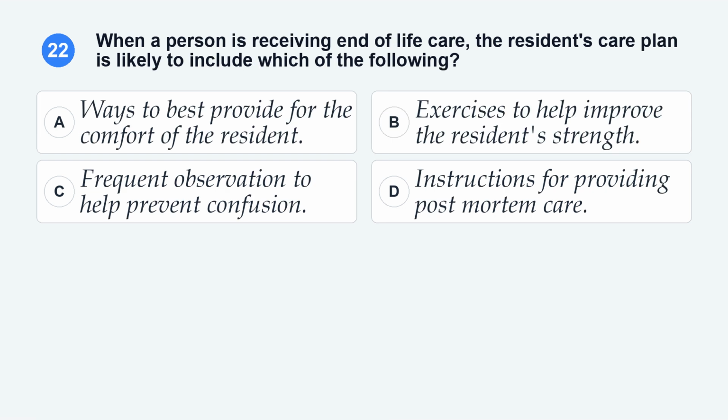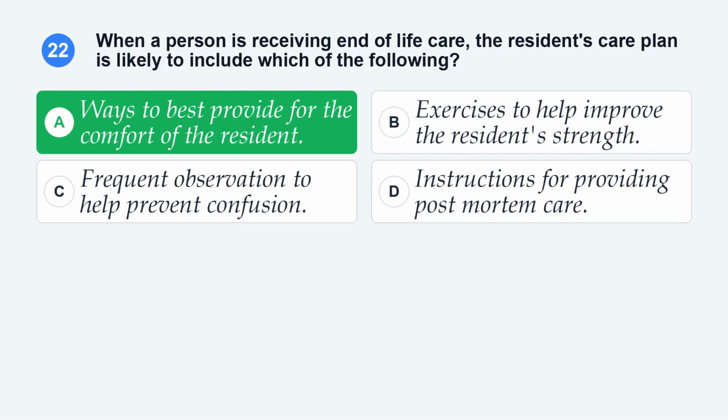Question 22. When a person is receiving end-of-life care, the resident's care plan is likely to include which of the following? Option A. Ways to best provide for the comfort of the resident. Option B. Exercises to help improve the resident's strength. Option C. Frequent observation to help prevent confusion. Option D. Instructions for providing post-mortem care.